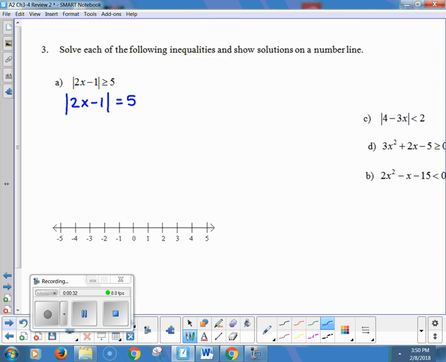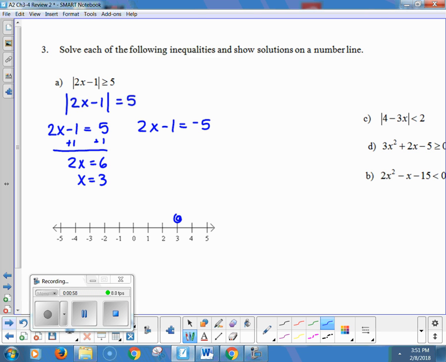What makes the absolute value of 2x minus 1 equal 5? We'd say that would mean 2x minus 1 would need to either be 5 or 2x minus 1 would be negative 5. Solving each of these separately, I get 2x would equal 6, so x could be 3. So 3 is a boundary point.